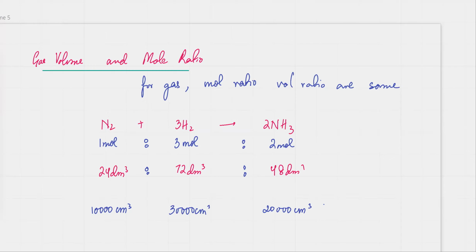Sir, why not for any other state? For liquid or solid? Their volume is different, right? The volume term doesn't apply to a solid, right? Every solid has a different density. In some, the atoms are more tightly packed, so their mole ratio and volume ratio is not exactly the same. Okay? Because if atoms are smaller, then in the same volume you could have more atoms in it, right? So in that case the volume ratio and mole ratio would not be the same.